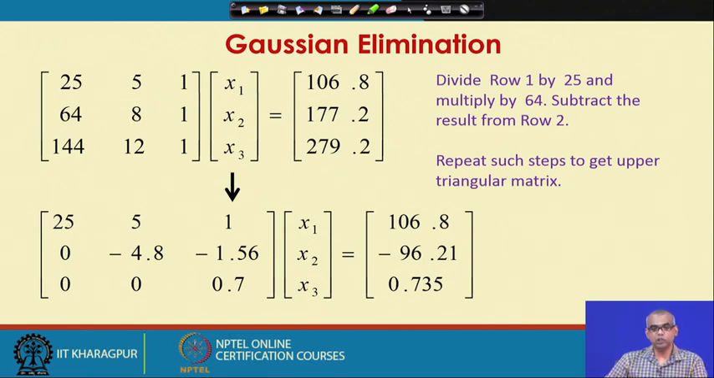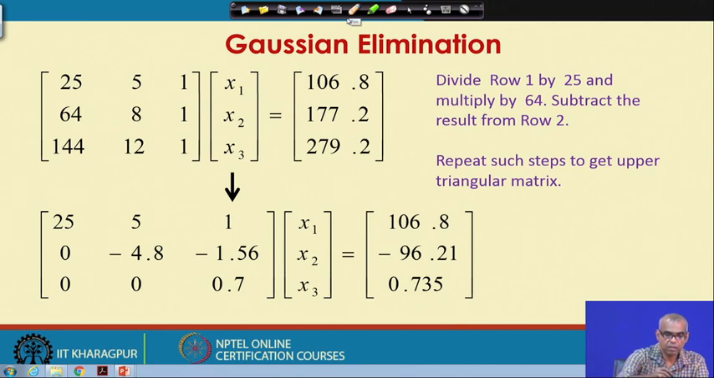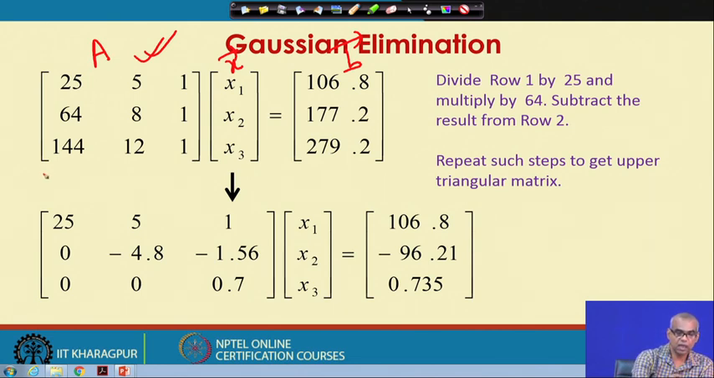Here is a simple example of Gaussian elimination. You have this matrix A, the coefficient matrix, and x1, x2, x3. So, a 3 by 3 coefficient matrix, Ax equal to b, this is the b vector, this is the x vector and this is the matrix A. So, you perform Gaussian elimination to convert this A matrix into an upper triangular matrix. So, we have done it here.